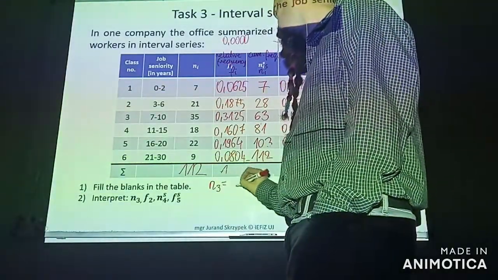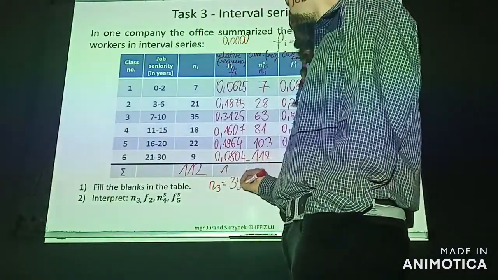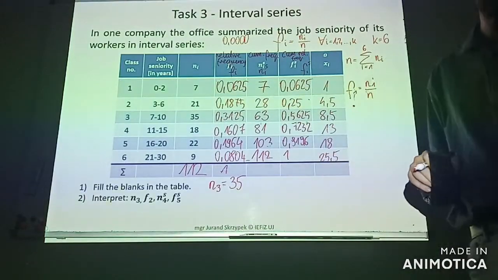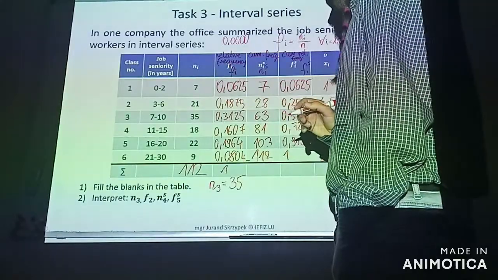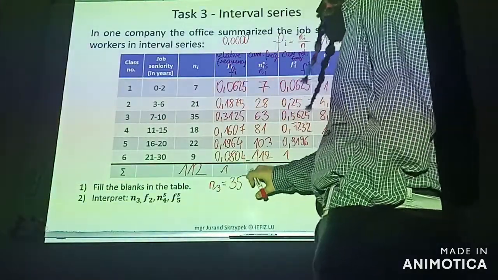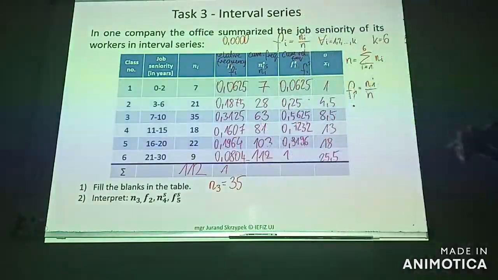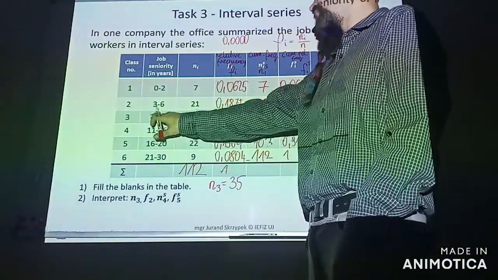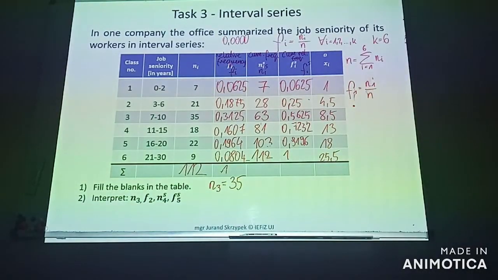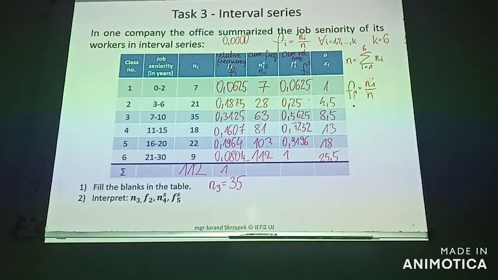And at the end we have to interpret the following amounts. N3 is how many? 35. And please write the interpretation. It means that 35 workers of a company are characterized by job seniority from 7 up to 10 years. The work experience is from 7 up to 10 years.